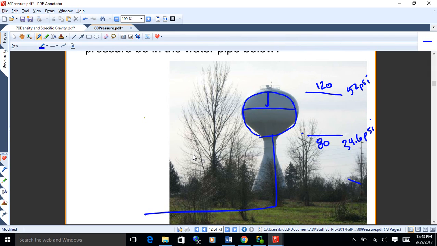And y'all know the minimum pressure for a distribution system? 20 psi. They'll pull down to 20. Now they like it higher. I mean, 20 is the lower threshold.